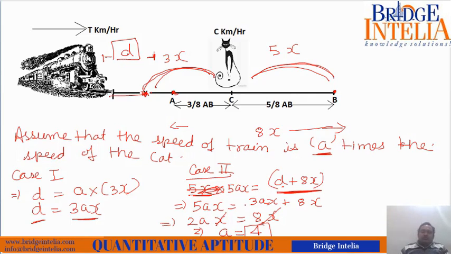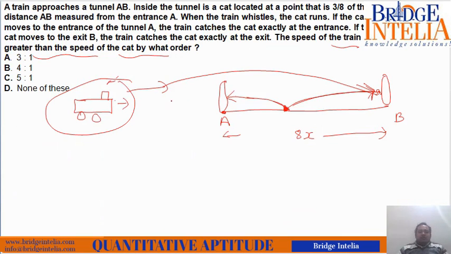A is equal to 4 means what? Speed of train and speed of cat. So speed of train is 4 times the speed of the cat. That's why the ratio will be equal to 4 is to 1. So this is the final answer.